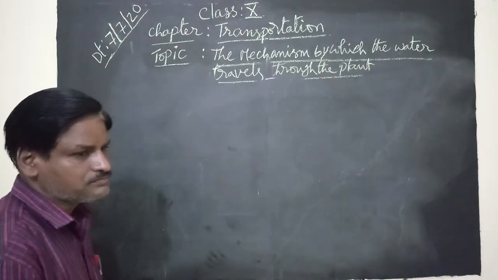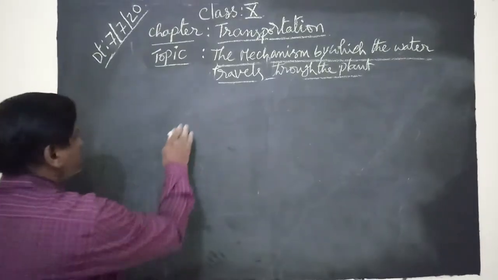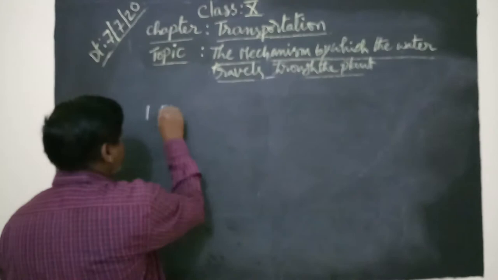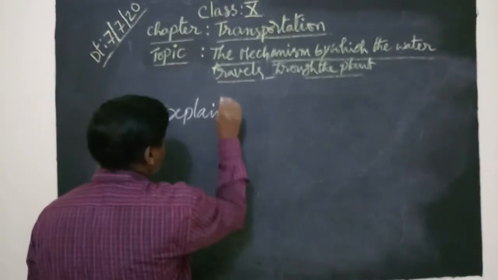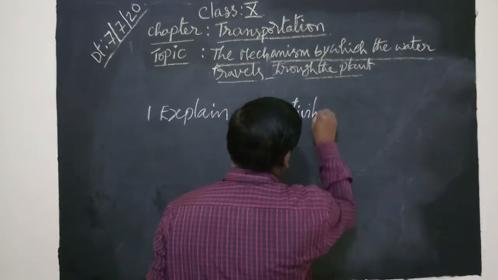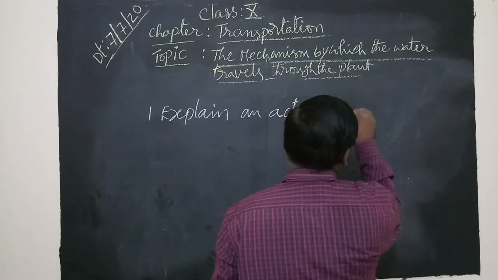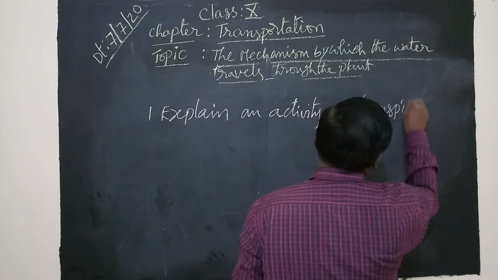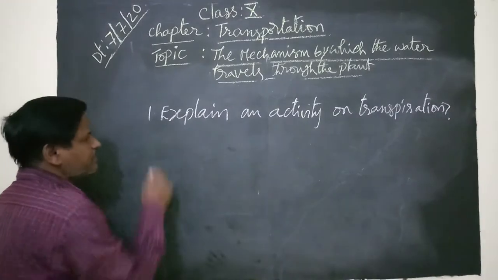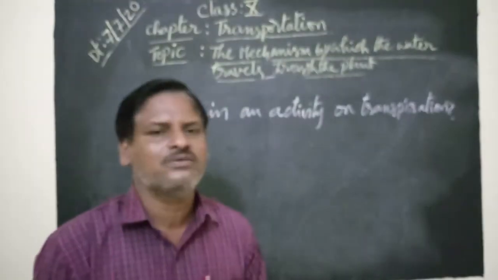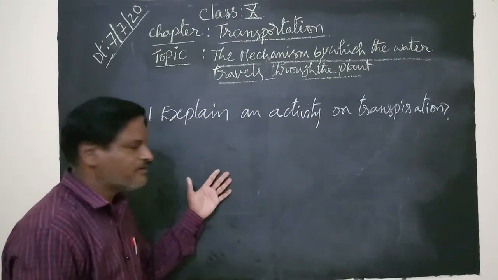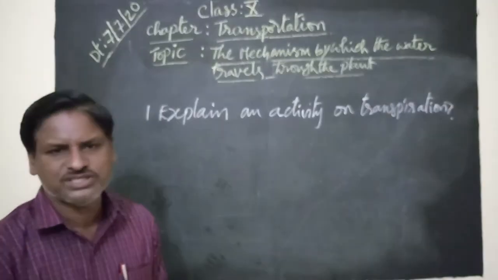Now, you get your diary, children. First question: Explain an activity on transpiration. So this is one question, children. Here only the diagram is given in our textbook, children. That is one activity, actually. So I have explained that explanation, you have to write it for this question, children.